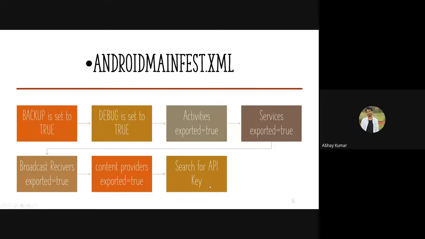Then searching for API keys. Some developers hard-code a Firebase API key, a Google Maps API key, or private API keys into the manifest file. So we have to check the manifest file for API keys also.